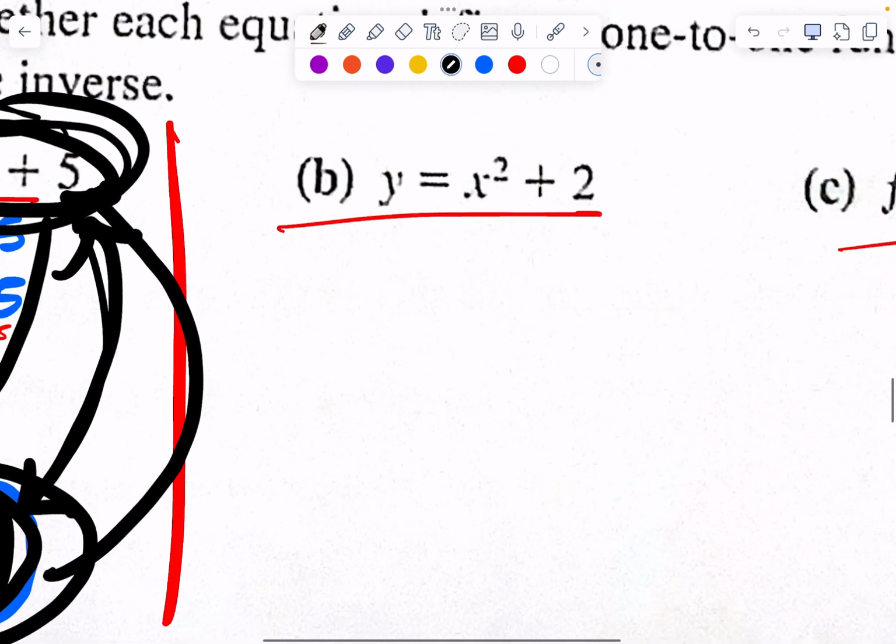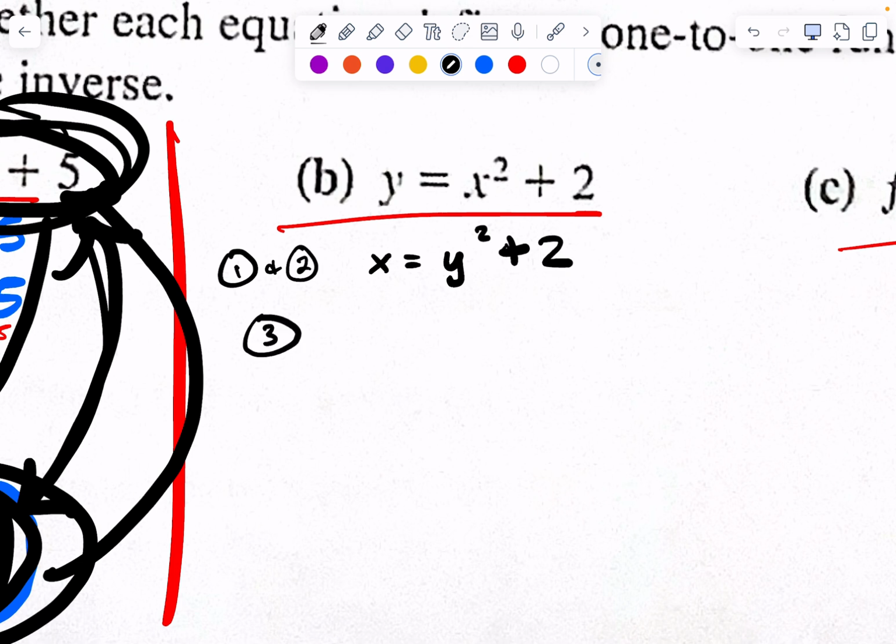All right, B, step 1. Step 1 is done for you: switch f of x to y. It's already called y. Okay, so now I'm going to go to step 2: switch the x and the y. So x equals y squared plus 2.